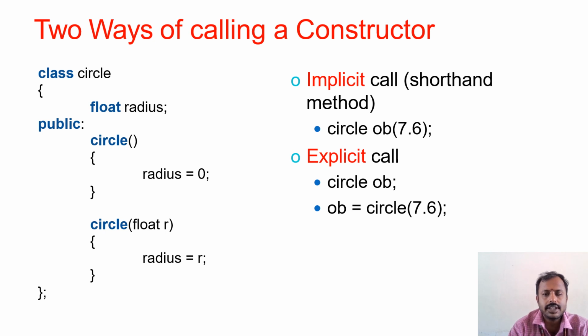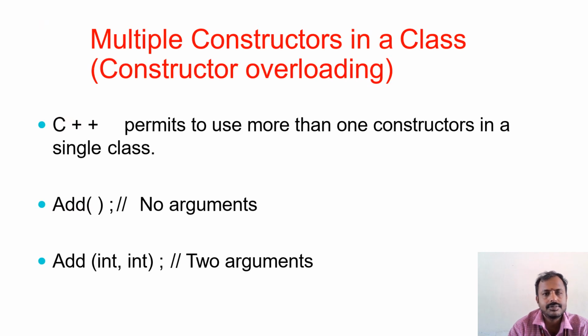While I am going to invoke this constructor, what will happen? This parameter will be passed to the constructor and this will be assigned to the radius. The radius value will be 7.6. So either this will be called explicitly or it will be called implicitly. So this is what an explicit conversion. First I am going to create an object and then I am going to invoke the constructor.